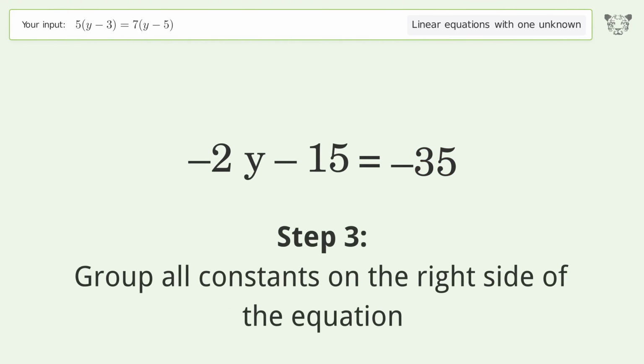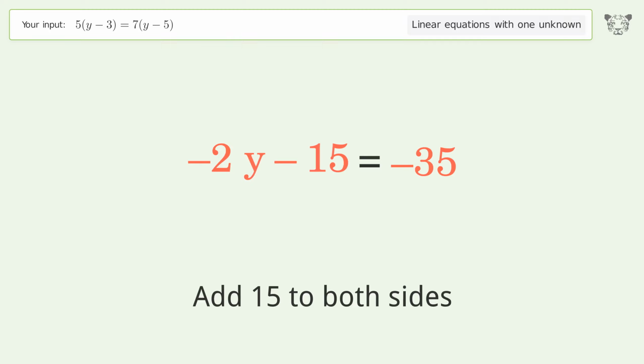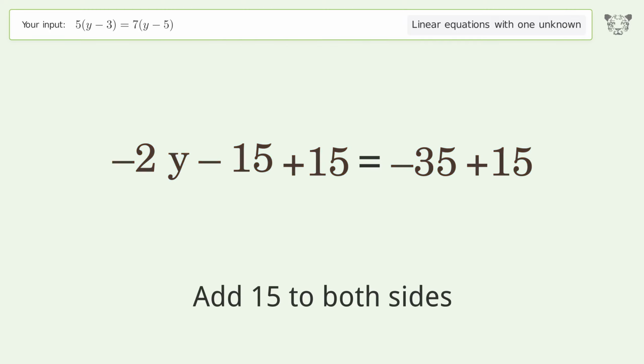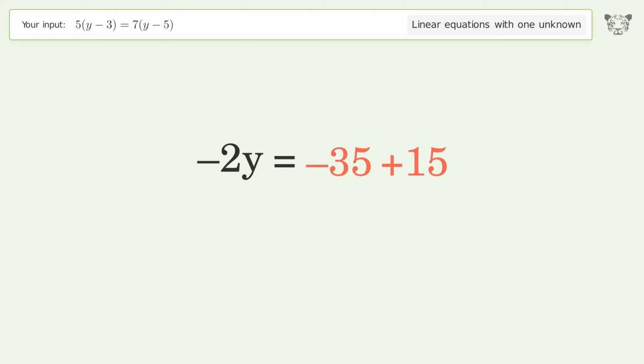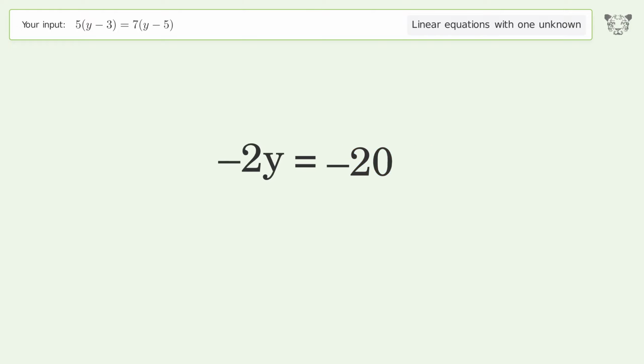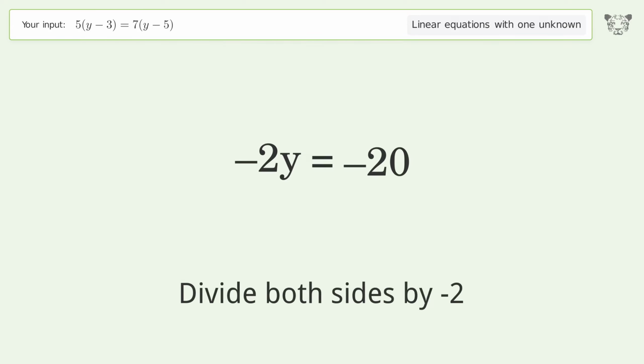Group all constants on the right side of the equation. Add 15 to both sides. Simplify the arithmetic. Isolate the y. Divide both sides by -2.